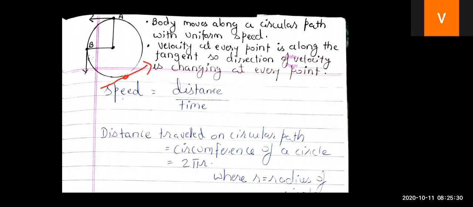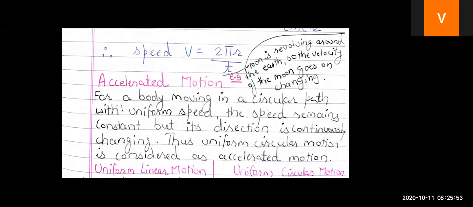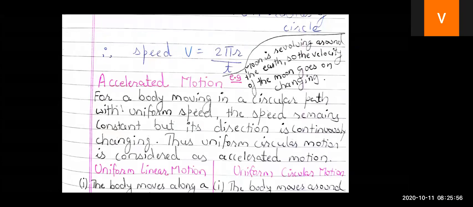Now we know speed equals distance by time. On a circular path, what is the distance? The total distance covered when you complete one circle is the circumference of the circle, that is 2 pi r, where r is the radius of the circle. If we put the value of distance as 2 pi r, speed equals 2 pi r upon time. So this is your formula for speed when the object is moving in uniform circular motion. Right, children?